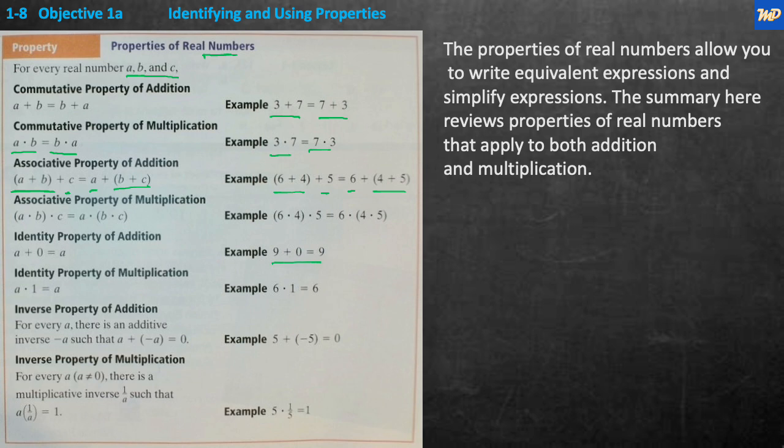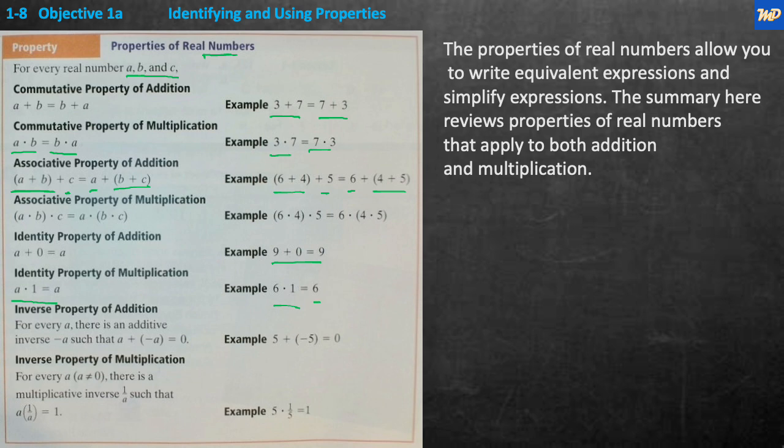The identity property of multiplication. Now it's a 1 we're talking about. So anything multiplied by 1 remains the same. So A times 1 is equal to A. If you look over here in the example, 6 times 1 is still 6. The identity property of multiplication.